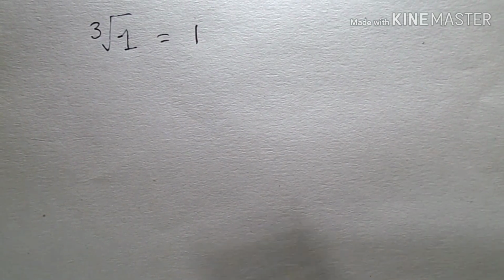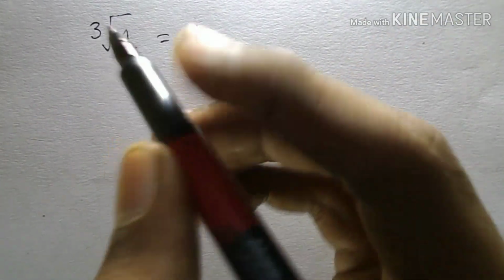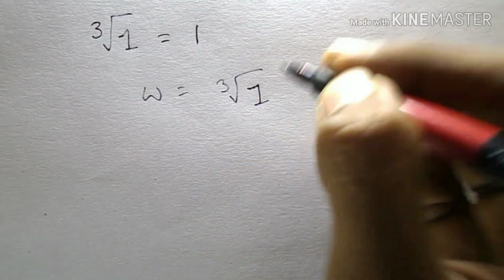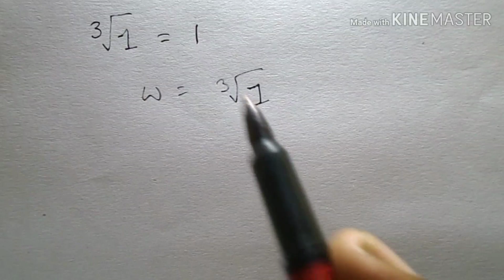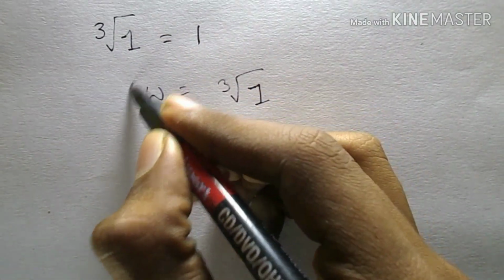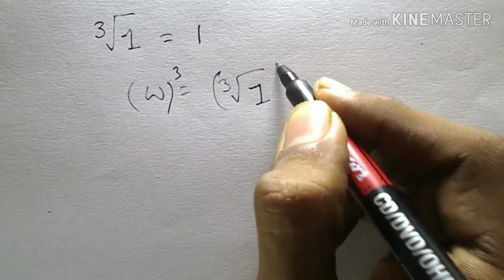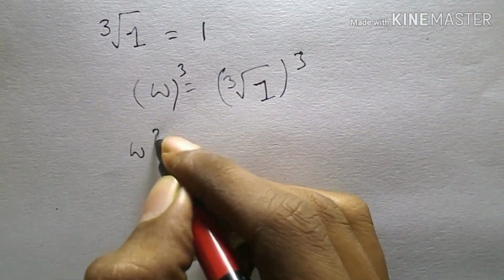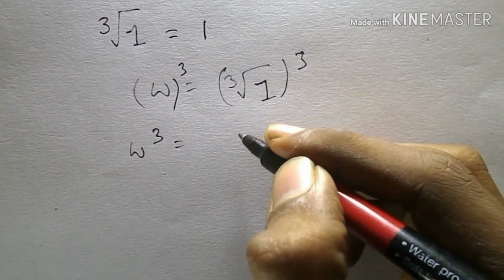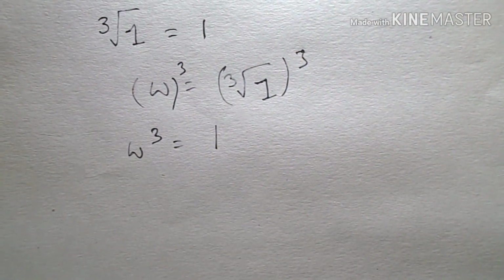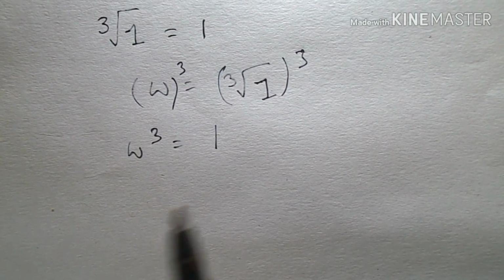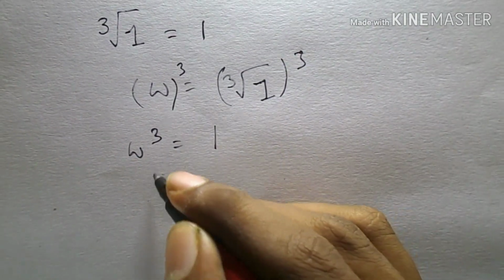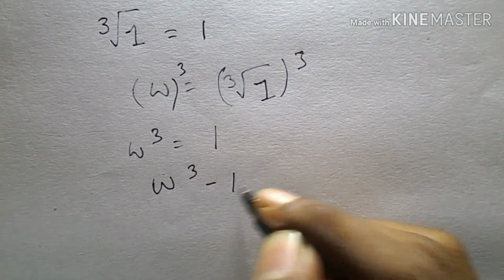Now how can I say that the cube root of 1 would have 3 answers? Well, I can prove it. Let omega be equal to the cube root of positive 1. Now I cube both sides. I get omega cube equals, by definition, 1, because I am finding the cube root of 1. If we cube the cube root of something, then we get that number only. So we get omega cube is equal to 1, or omega cube minus 1 equals 0.